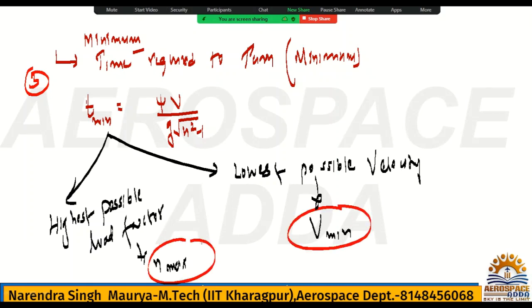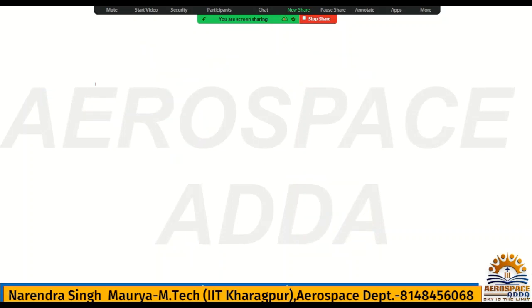So for the turning aircraft, while it is turning, that aircraft should have a maximum load factor and minimum velocity. That's all. If you remember this, you will be able to solve the questions. Understood? What is desirable? Turning flight.